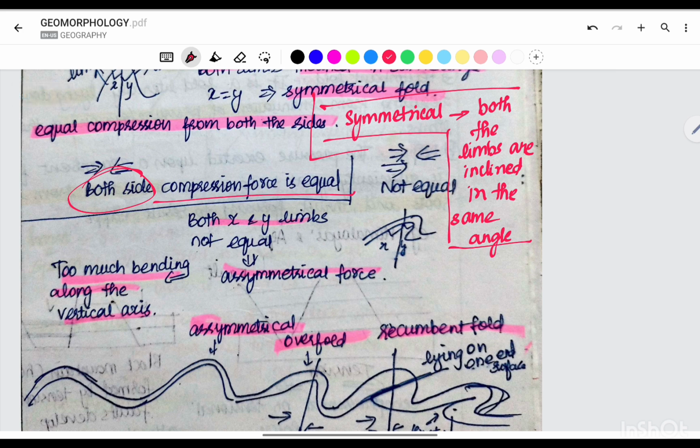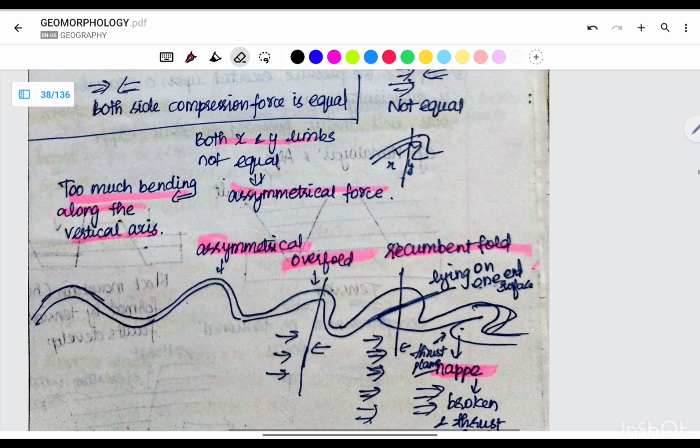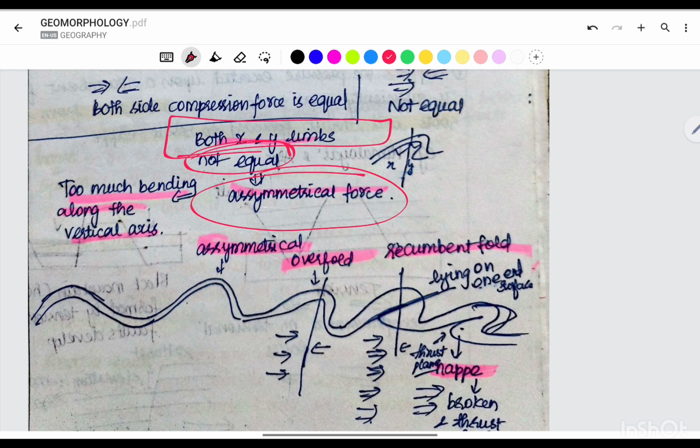On both sides, the compressional force is equal over here. Both the sides, the compression forces are equal. But here, in both X and Y, they are not equal. They are asymmetric forces. They are inclined at different angles. So both X and Y, the angles of the limbs, are not equal.